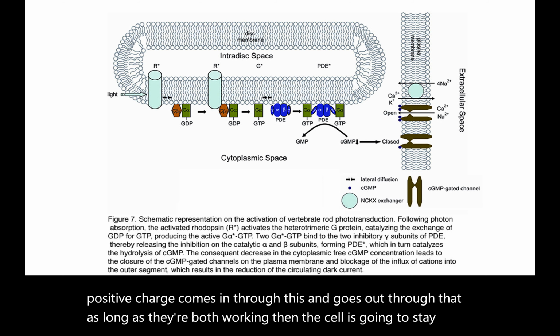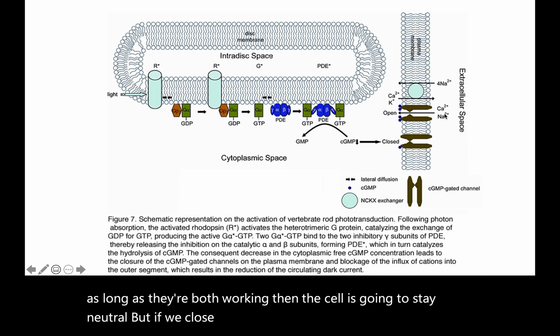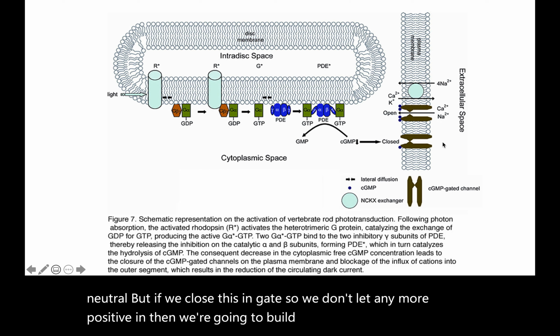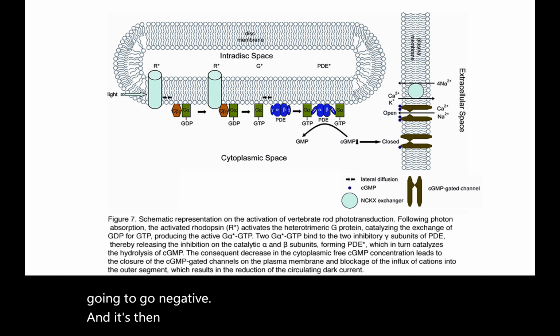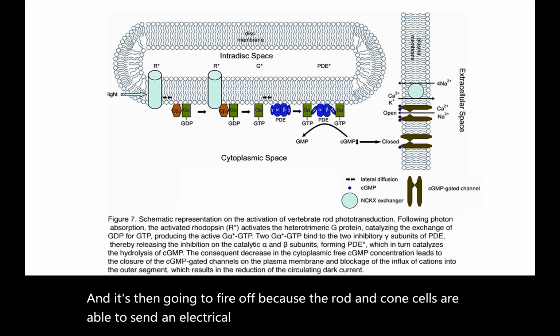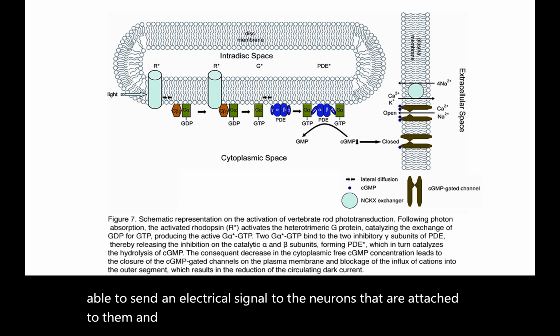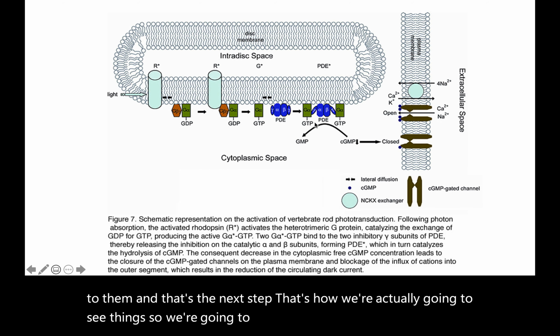But if we close this gate, so we don't let any more positive in, then we're going to build up negative charge inside the cell. And when we get that negative charge, the cell's going to go negative, and it's then going to fire off, because the rod and cone cells are able to send an electrical signal to the neurons that are attached to them. And that's the next step. That's how we're actually going to see things. So we're going to focus on just what happens inside of the rod or cone cell.